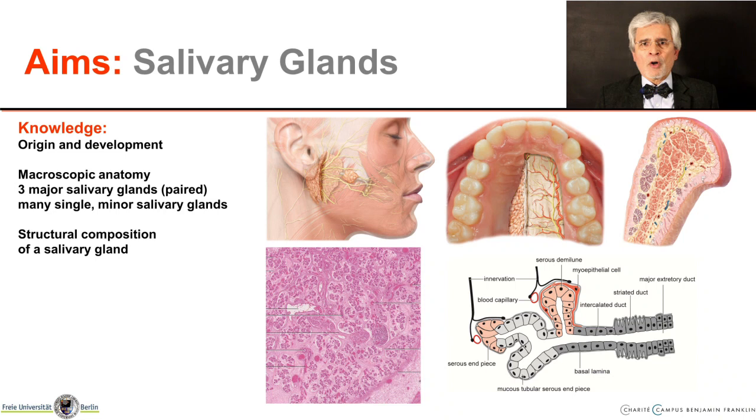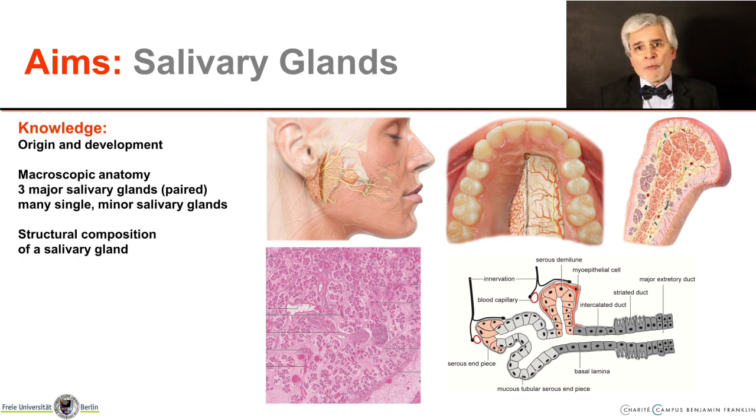Okay, our salivary glands. We will see there are three bigger paired salivary glands on either side, and in addition there are many more minor, even very small, singular salivary glands spread all over the oral mucosa. They are found at the inner side of the lips, the cheek, and the palate, even on the tongue.